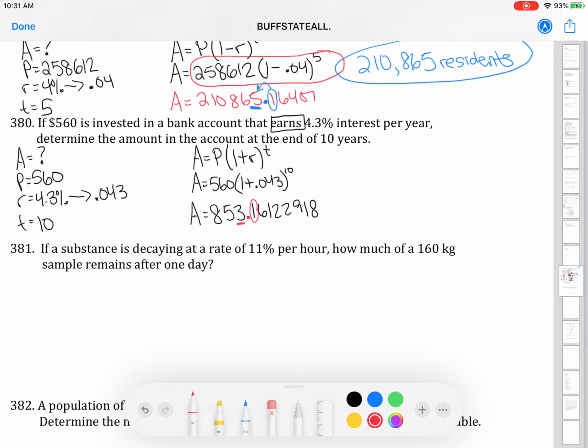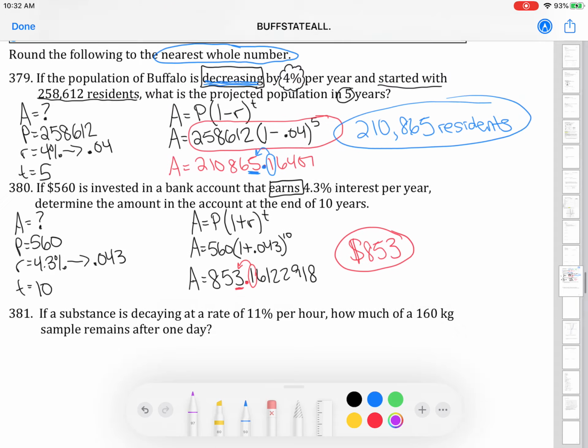To round this to the nearest whole number, remember that ends right before the decimal point. You still need to look at this digit. That 1 will not bump that 3 up, so this is going to be $853, which makes sense because I started with 560. It was earning interest over a certain amount of time, and it ended up increasing towards the end.